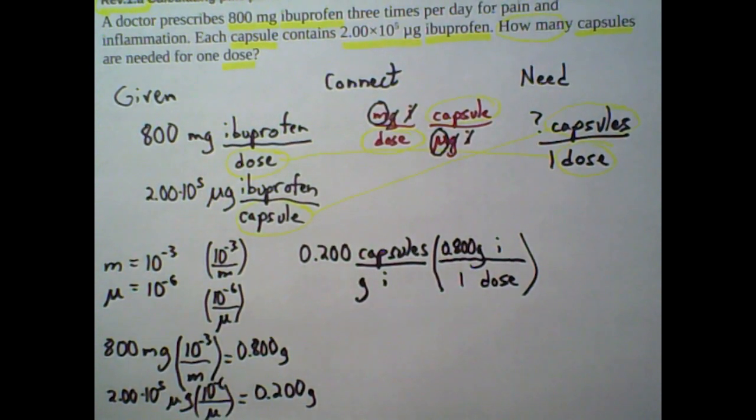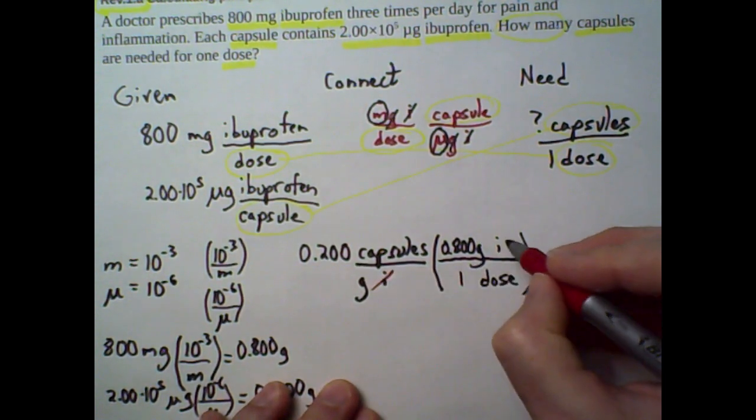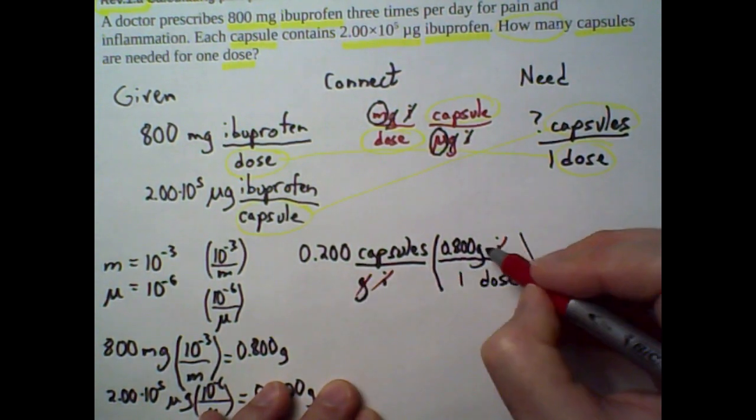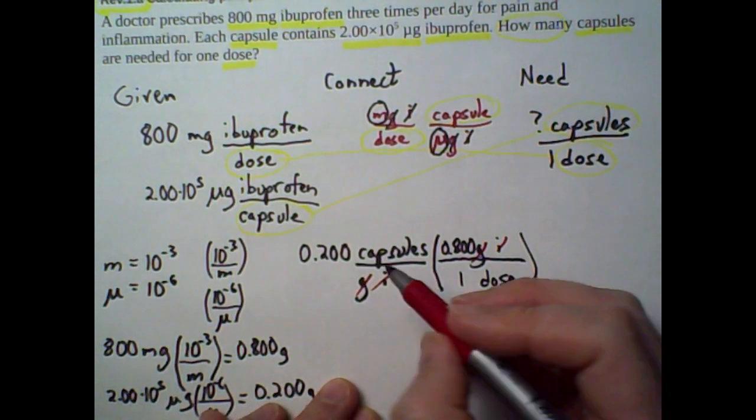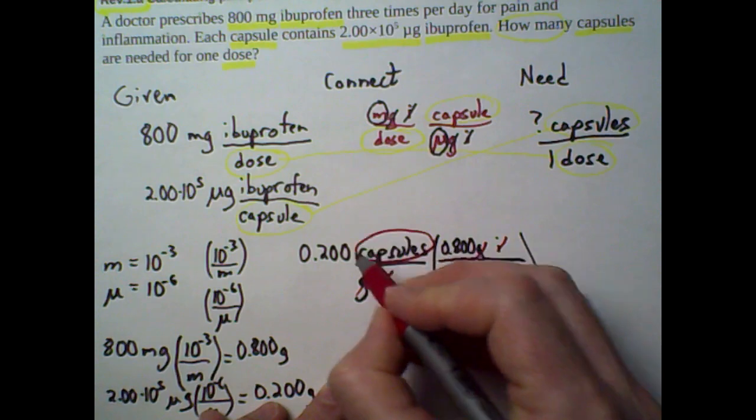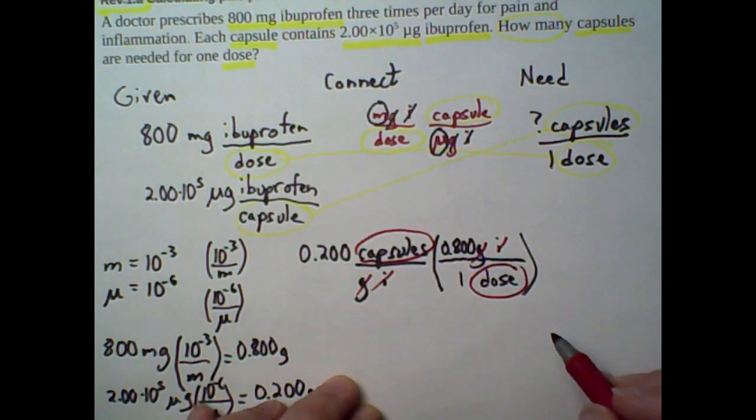Let's double check what cancels. The I's cancel, the ibuprofen cancels, the grams cancel. I'm left with capsule over dose.